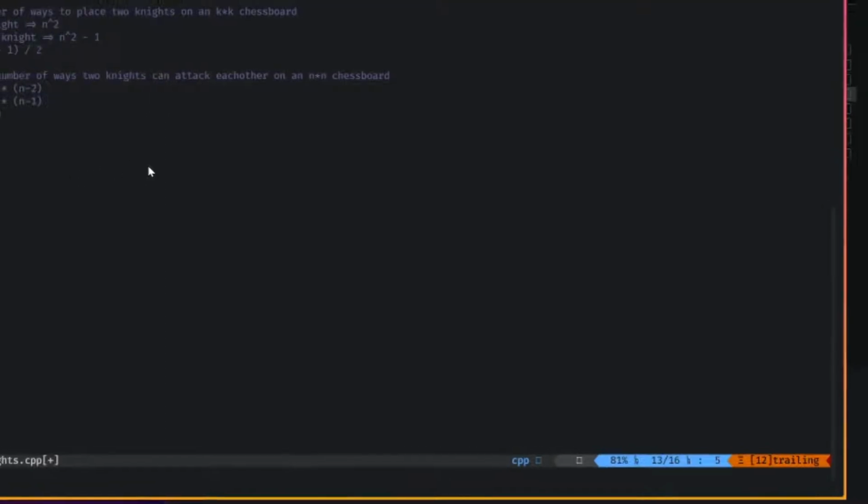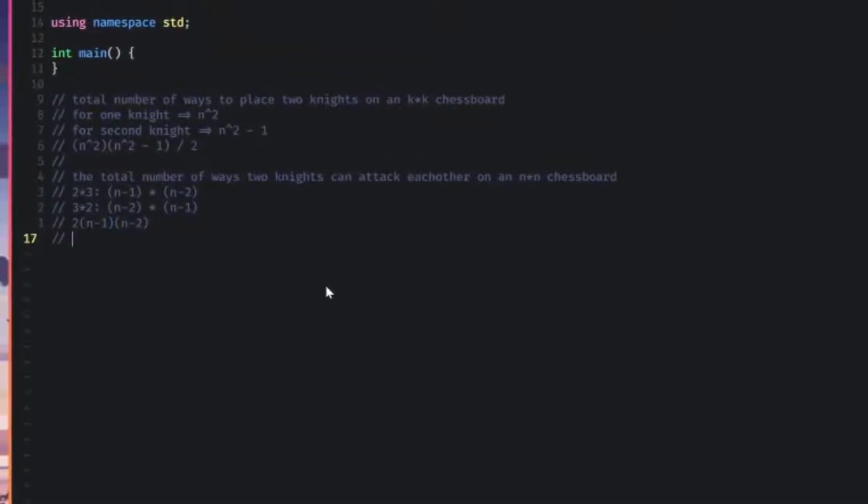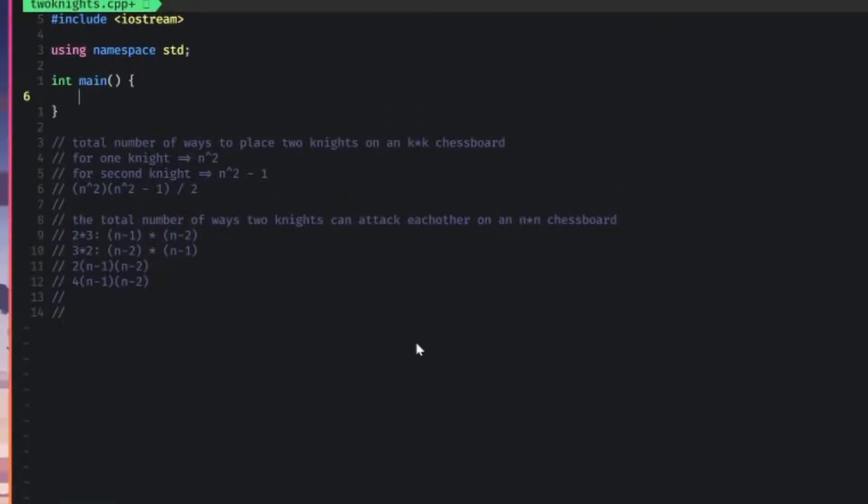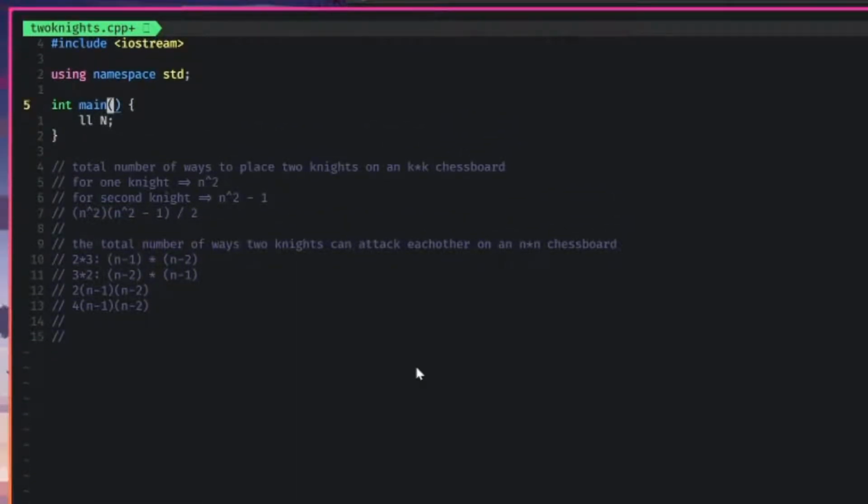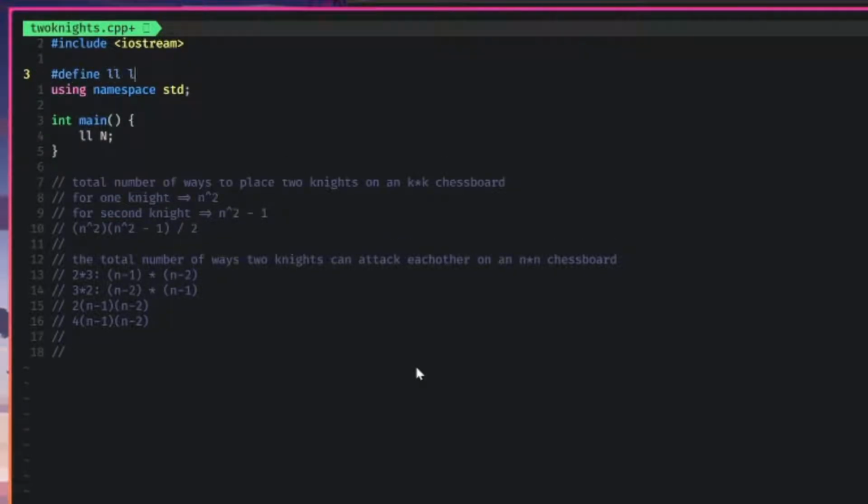So we double this value essentially. So it's 2 times 2, well, it's just 4, times n-1 and n-2. And that's the total number of ways two knights can attack each other. And to answer the question, we want to subtract this value from this value. Yeah, and that should give you the correct answer in the end. I hope that made sense. I don't know if I explained that correctly or explained that well.